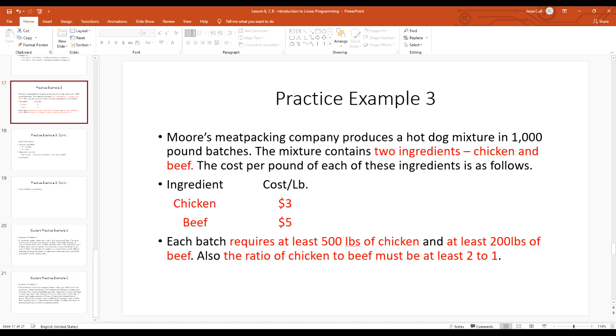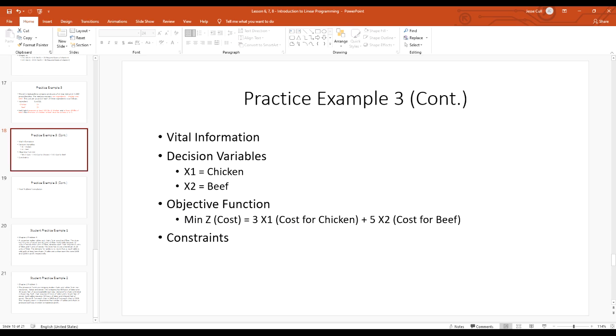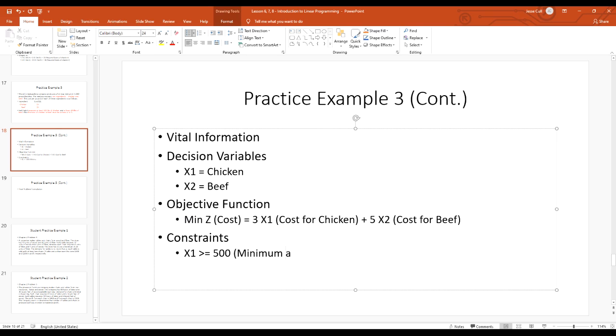If it's not 500 or greater, this problem doesn't work because we don't have the requisite amount for our batch. So very simply, our first constraint, x1, must be greater than or equal to 500. And that's the minimum amount of chicken per batch.